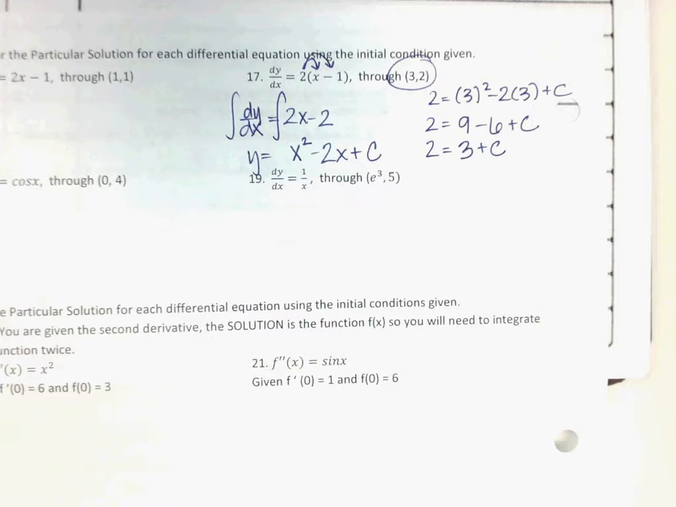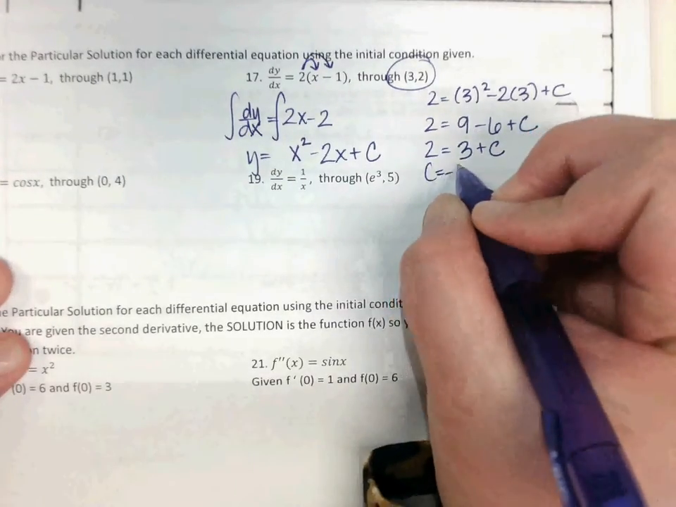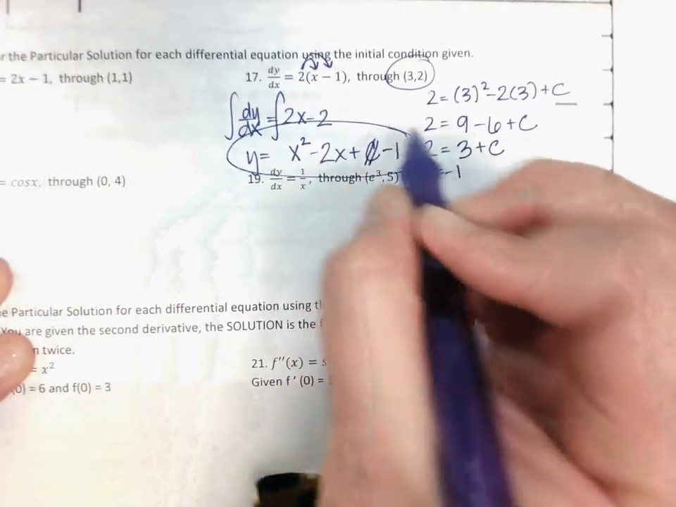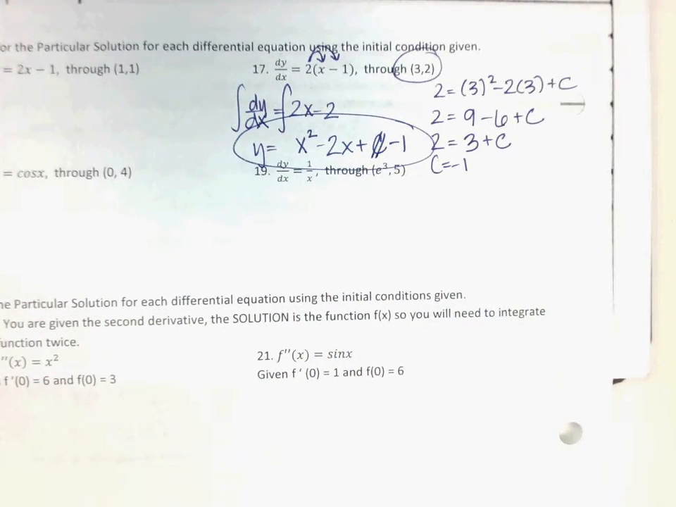c is negative 1. Okay, do the one right underneath it. So c is negative 1. So I'm going to cross this out, put a minus 1, and then you're done.